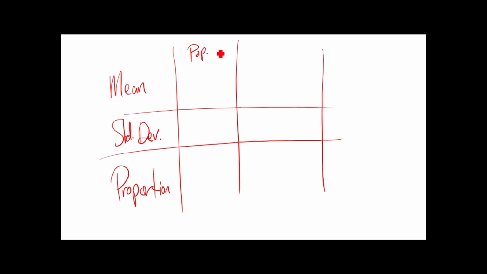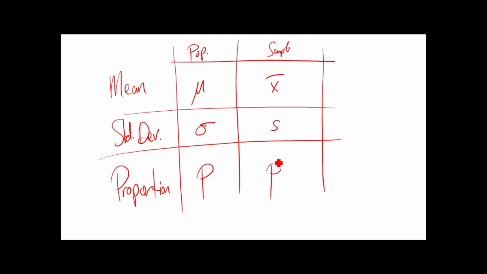So we reviewed the notation for that. You have the idea of the population versus a sample. For the mean, we call that mu. For the sample, we call it x bar. Standard deviation, we call that sigma. Sample, we call that s. We call population proportions p, and then we estimate them with sample proportions. We call them p hat.